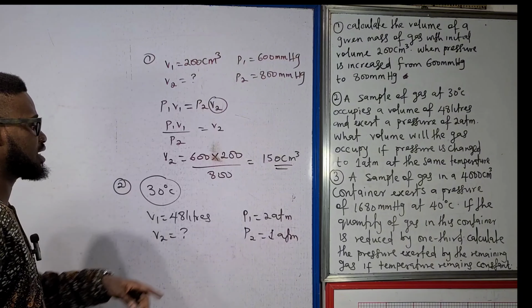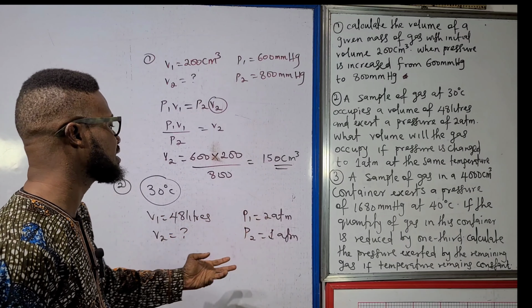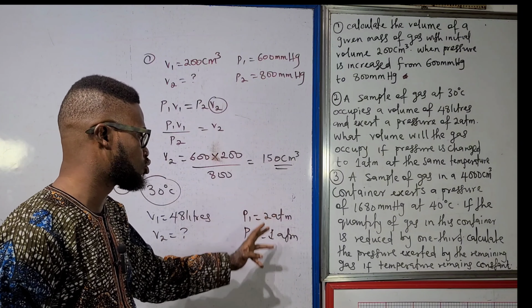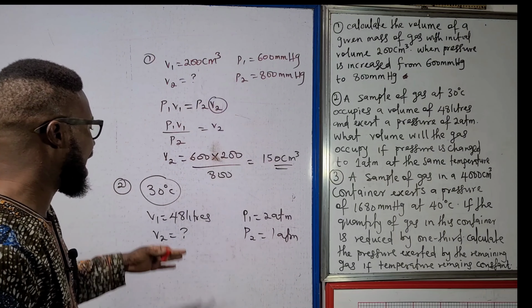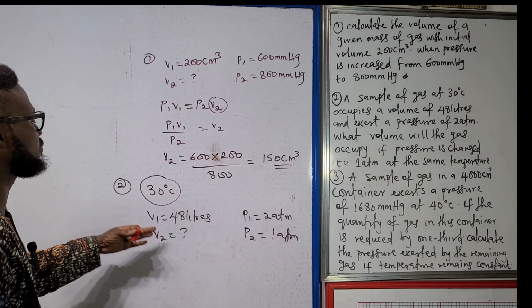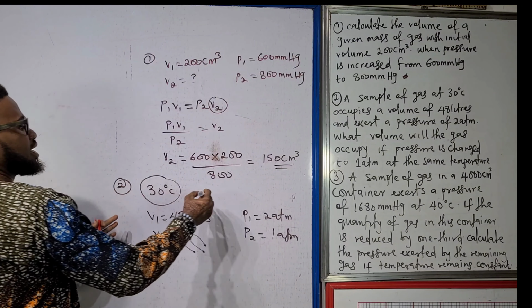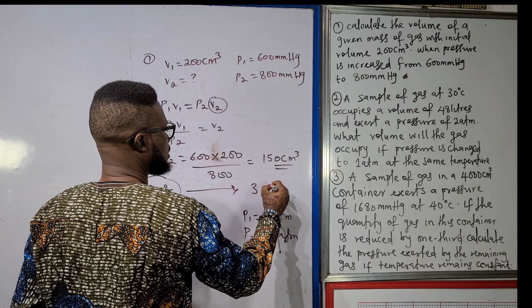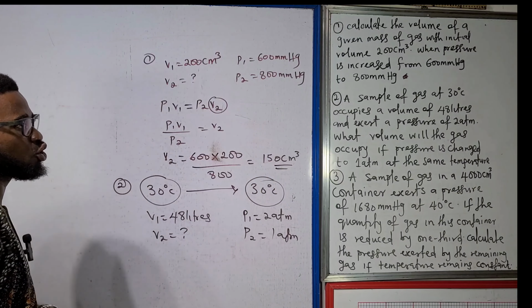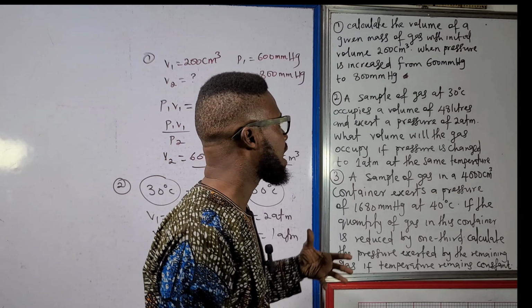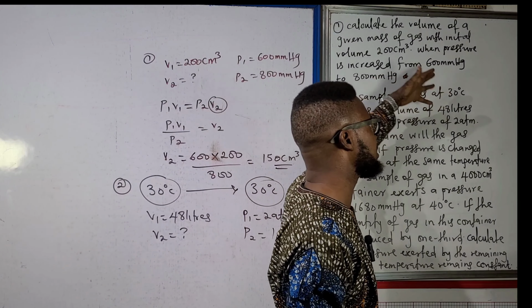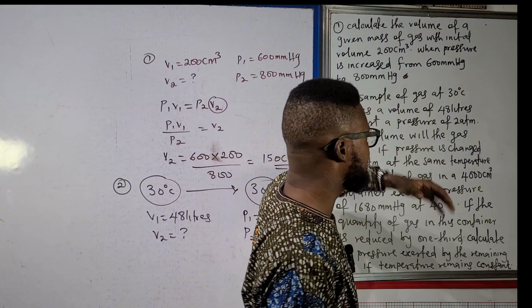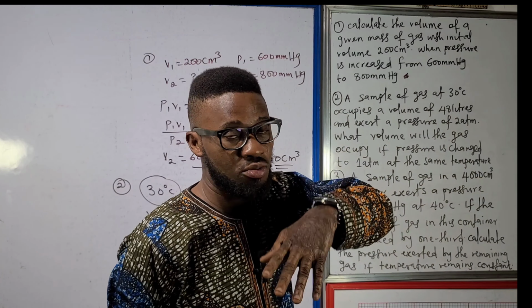Even without solving this, if the pressure had moved from 2 to 1, which means the pressure had halved from 2 to 1 atmosphere, I expect the volume to double. But here we were told that it is at the same temperature. So the temperature before was 30 and now the temperature is still 30 degrees Celsius. It is constant. So for those who think you must always include every one of the values you have in the question, you might be wrong here.